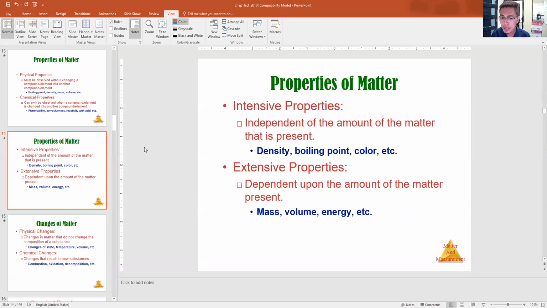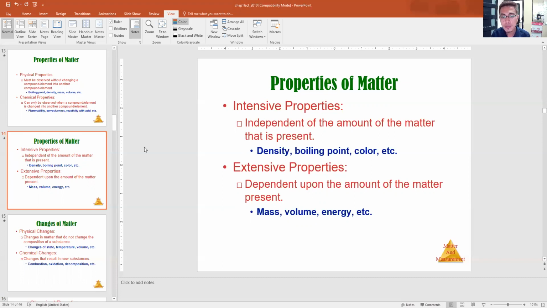So intensive property and the extensive. So the difference is that intensive is independent of the amount of the matter that is present. So an example for that is density. So independent siya, boiling point and then color and then etc.